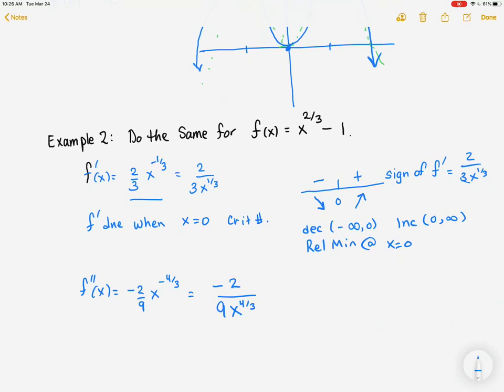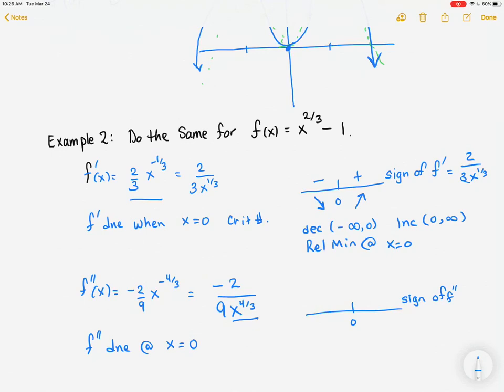Here, I again have no factors in the numerator, so my second derivative is never 0, but the second derivative does not exist where the denominator is 0, and that is at x is 0. When I look at the sign of the second derivative, f double prime, notice that, again, this is something that eventually is going to be raised to the 4th power. An even power on a negative number is going to make it positive. So my denominator is positive no matter where I am on the number line.